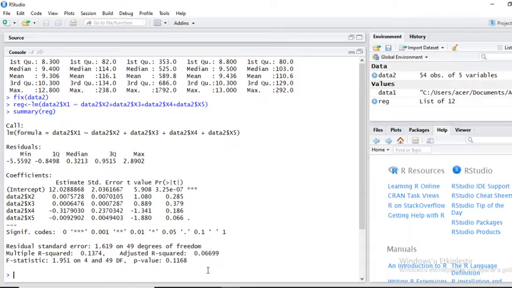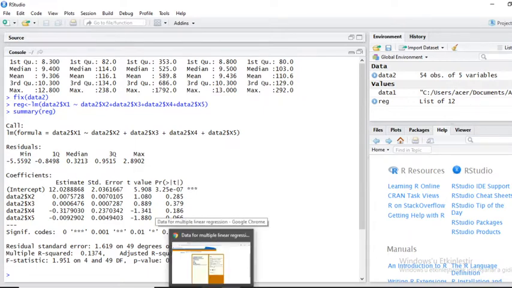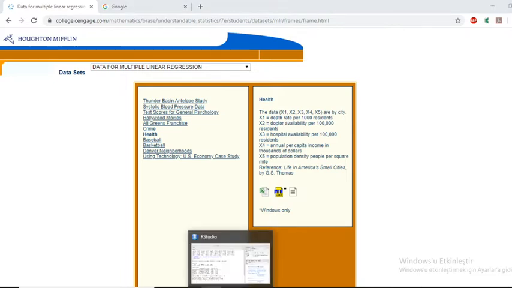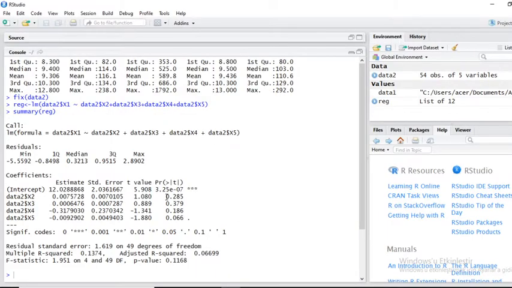And what about the second variable, doctor availability? Actually, it seems that the t value is less than 2, so it's insignificant. It's insignificant even at the 25% level. So the regression merely shows that, given the numbers, the number of doctors is insignificant.